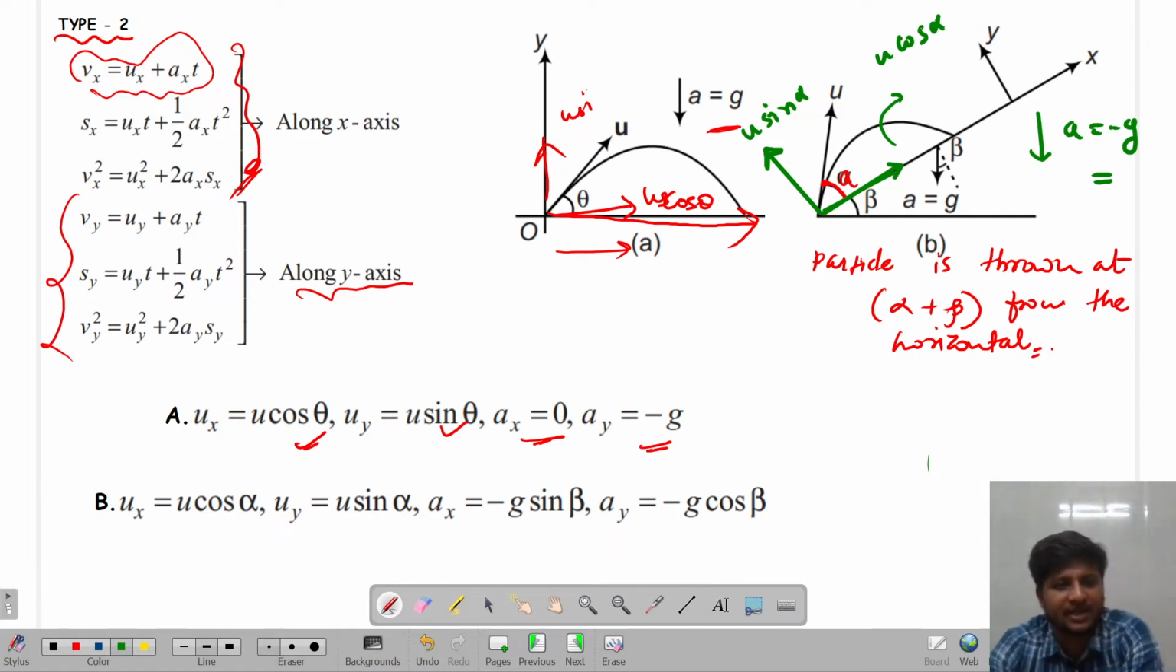The equation is simple. Can you use a is equal to minus g in these equations of motion if you get the u cos alpha and u sin alpha? Can you utilize it, guys? Tell me.